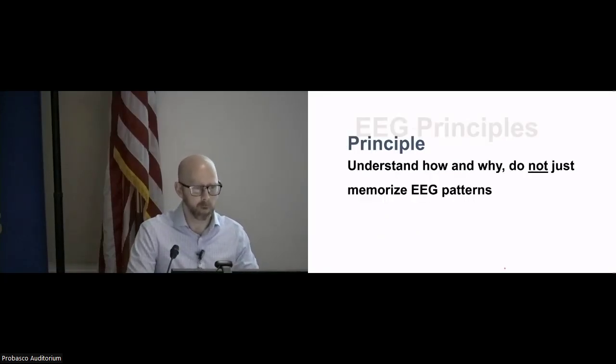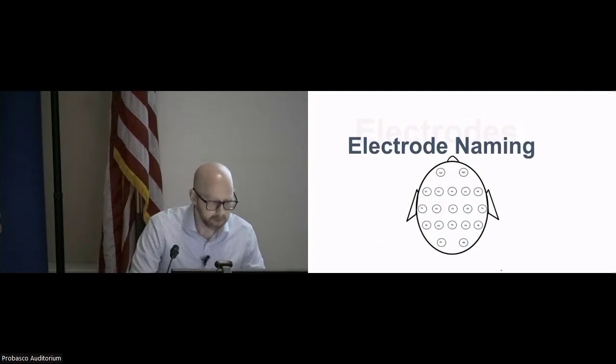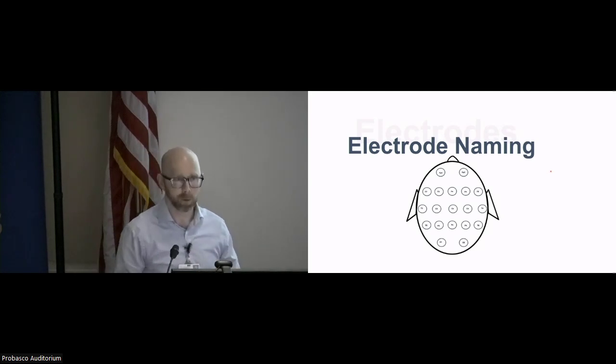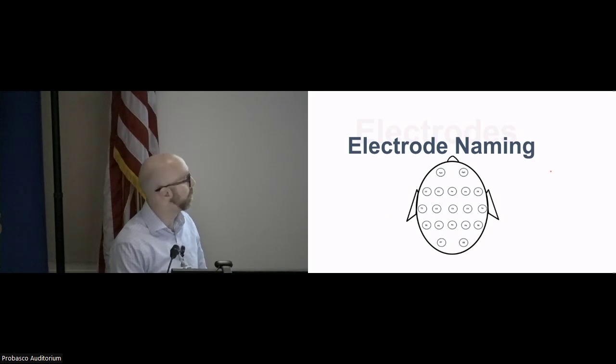A principle that I think is really important is that you want to understand how and why, not just memorize the patterns, when you learn EEG. That will make you a lot more confident long-term if you take that perspective. So first of all, electrode naming; sometimes that's where you have to start. When you're looking at it, how do you even organize this in your mind? Well, it's actually labeled pretty logically.